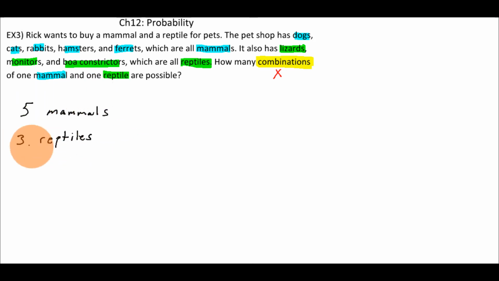So if we're going to combine the mammals and reptiles, all of the combinations that are possible, we're going to use multiplication. So let's multiply 3 times 5 here, or 5 times 3 in this case. 5 times 3 will give us a value of 15. There are 15 combinations.